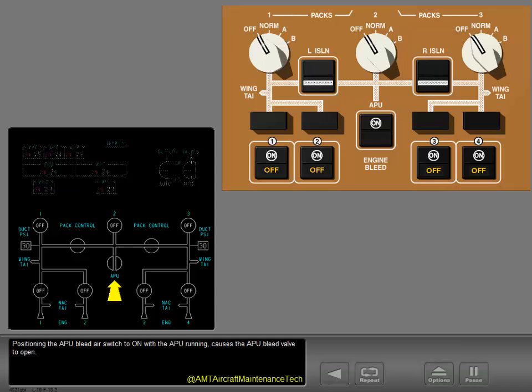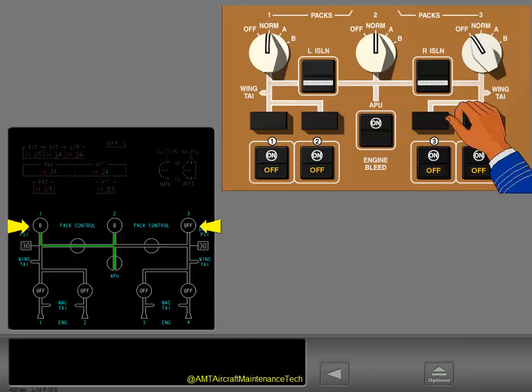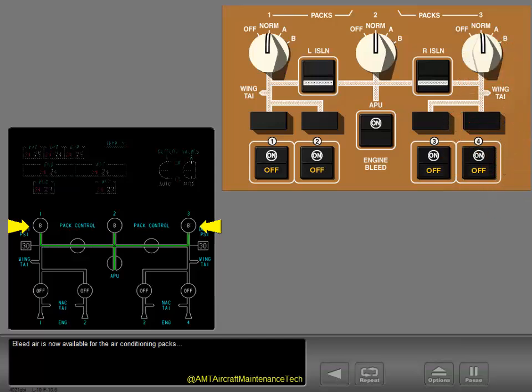Positioning the APU bleed air switch to on with the APU running causes the APU bleed valve to open. Duct pressure indicators on the synoptic indicate pressure in the ducts. Bleed air is now available for the air conditioning packs and for starting the engines.